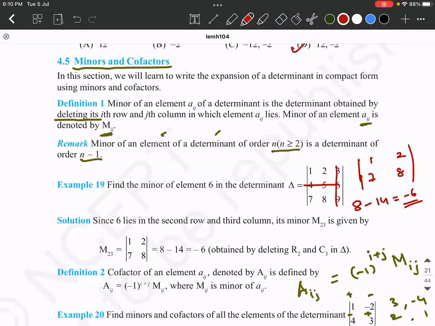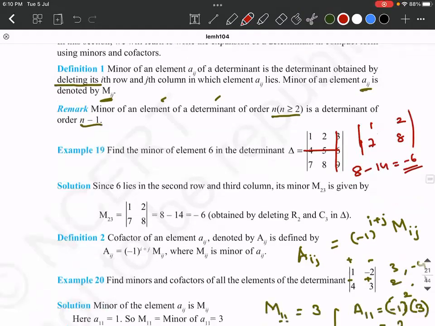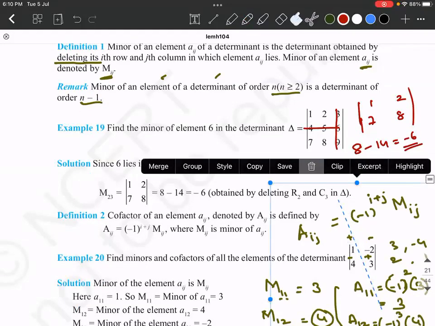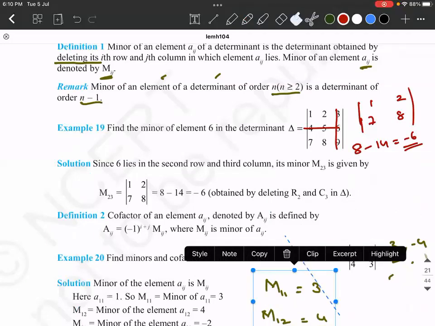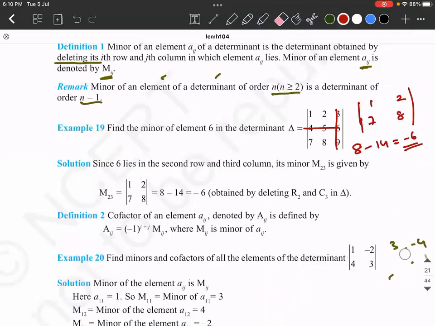Then what is a cofactor? How are cofactors and minors related? Cofactor follows exactly the same process as in minor, except that you need to multiply with a prefix. You multiply the minor of ij with minus 1 raised to the power of i plus j. Then you can call this capital Aij. Capital Aij is called the cofactor of the element which belongs to the ith row and the jth column. Is it clear?